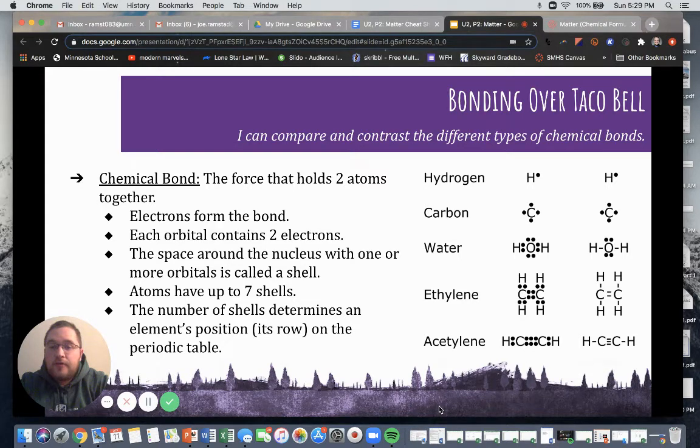The space around the nucleus with one or more orbitals is the shell, and atoms can have up to 7 shells. And remember, our periodic table has 7 different periods, right? So the number of shells determines the element's position or row on the periodic table. So period 1 elements, hydrogen and helium, are going to only have 1 shell. Period 2 is going to have 2 shells, and period 3 is going to have 3 shells, and so on and so forth.